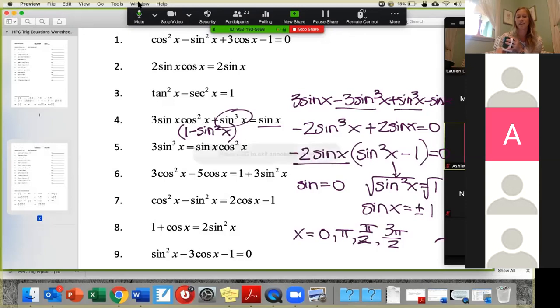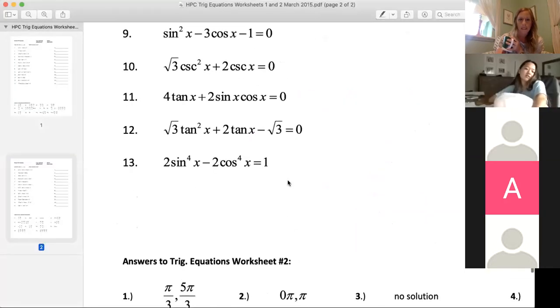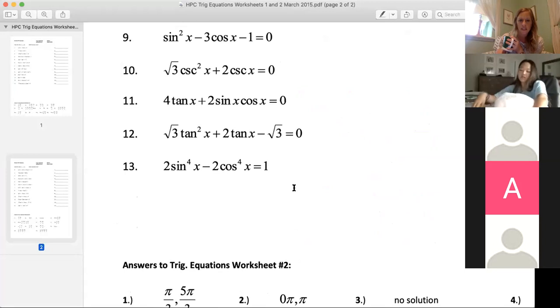Lots of factoring on these pages. They're lovely. Could you do number 13? 13 on this page? Yes, please. Yep. That's factoring.